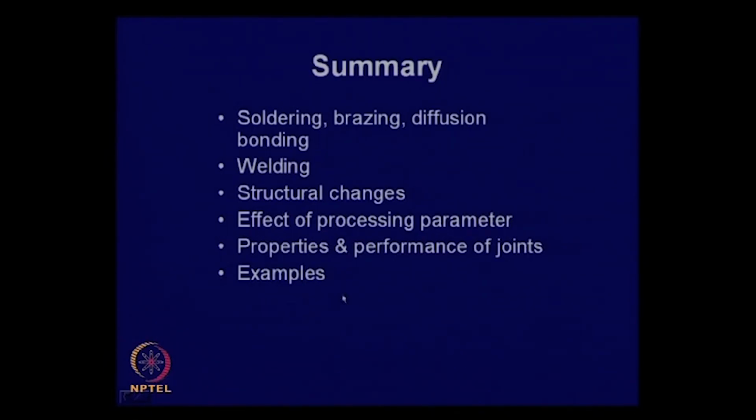And we looked at all these with respect to a low carbon steel and a microalloyed steel, and we also talked about the welding of an age hardenable alloy. With this we complete the lecture on metal joining and also the course on physical metallurgy. Thank you very much.